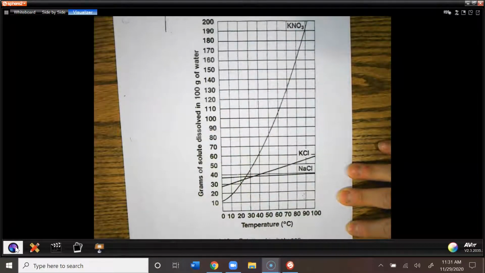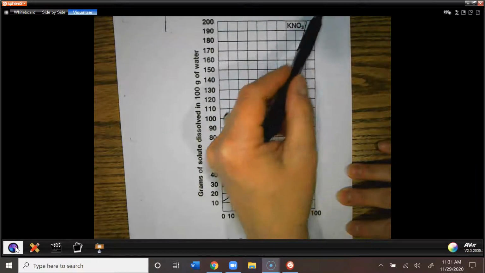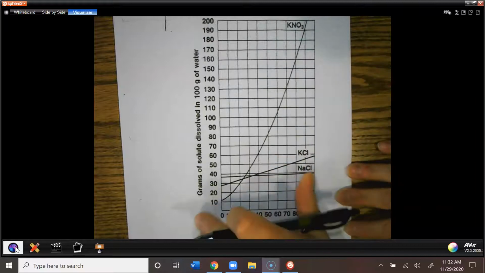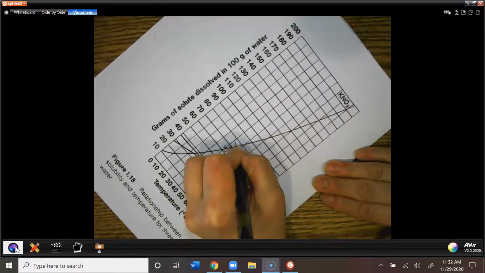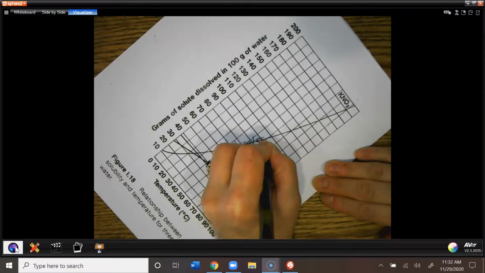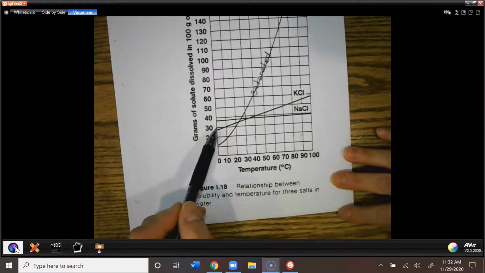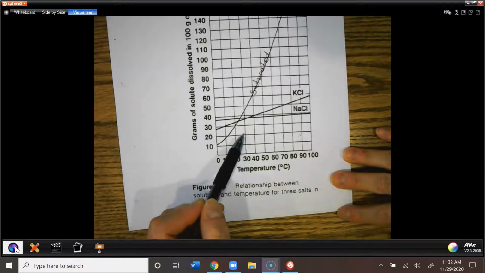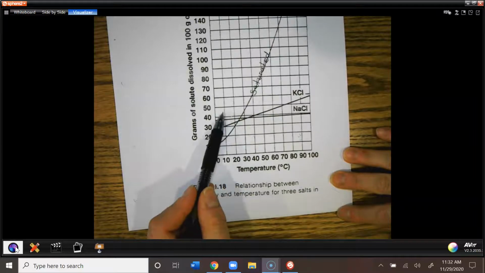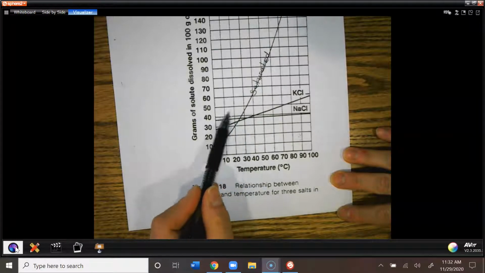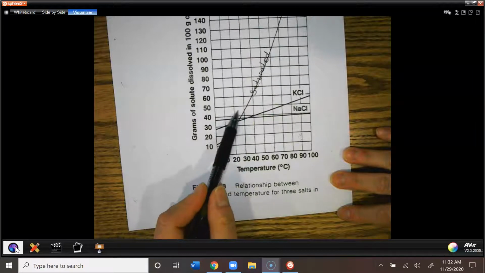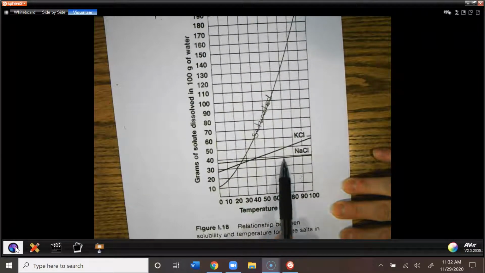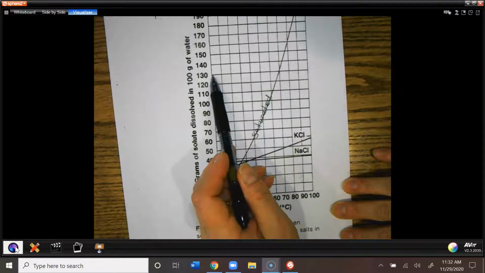Now I'm going to focus on KNO3 because it gives me nice and big spaces on either side of it. Okay, so this point right here, right on the line, represents the point of saturation. If you have, for example, 30 degree water, I can dissolve 45 grams of KNO3. It's a little cleaner to see at 30 degrees. I can dissolve about 45 grams of KNO3. If I increase the temperature of that water to 70, now I can dissolve 130 grams.